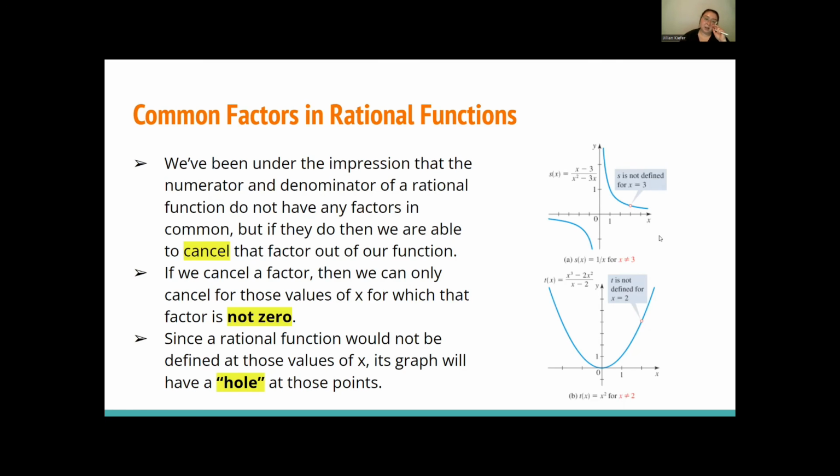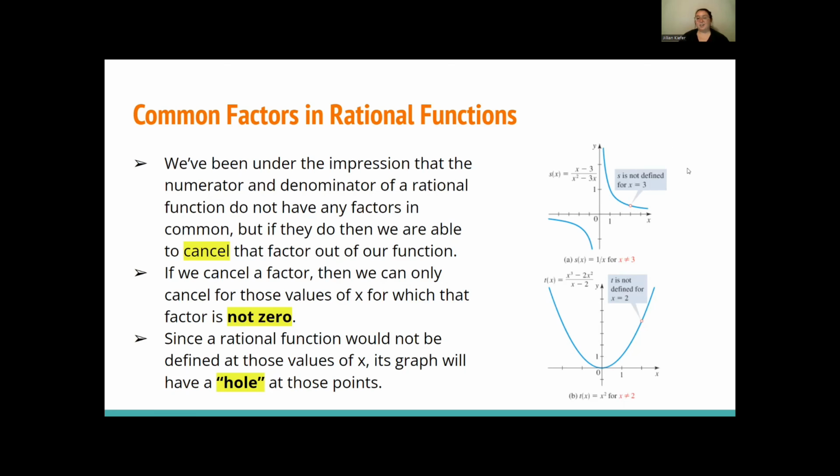So that's what happens when you are able to cancel factors in a rational function. It does make it really nice and easier to graph that resulting function, because the graph is probably going to be significantly easier, but then you do have to account for where you would have had vertical asymptotes. And you do that by putting a hole there instead of drawing a normal graph.